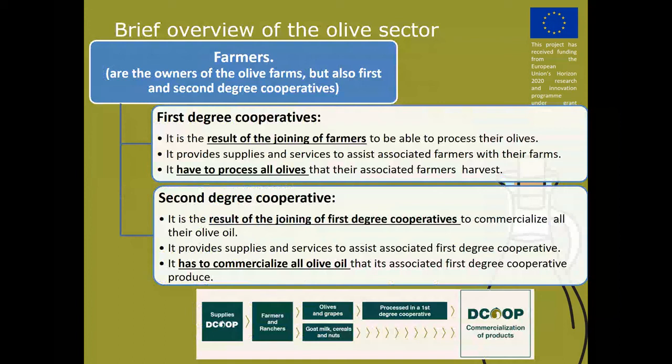Before providing the information of olive oil and climate information, I would like to show a brief, very brief overview of the olive sector so that you can understand the relationship between the farmer and the cooperative. The most important point is to know the associate farmers with the COP are the owners of the olive farms, and they manage their own farms of olive and harvest their own olives. However, as a result of the association among farmers, appear the first degree cooperatives, in this case the olive mill, to transform the olive into olive oil.